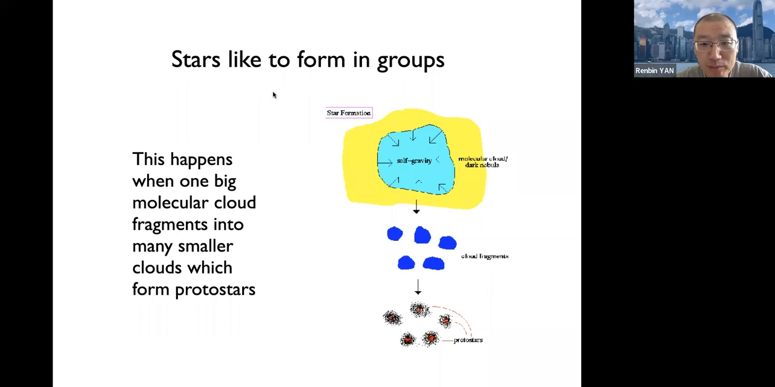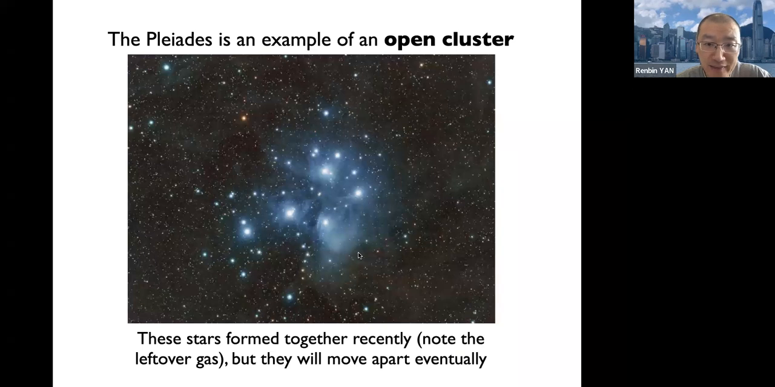So stars like to form in groups. This is just one little burst of stars. Usually when you have a large gas cloud, you don't form just one star. The cloud will break up or fragment into many smaller pieces, and each of these will form a dense center. Then in the dense center, the cloud collapses to form a protostar. So you form several protostars at a time. And if the cloud is very, very large, you can form hundreds, thousands, or even millions of protostars. And that is why we have star clusters.